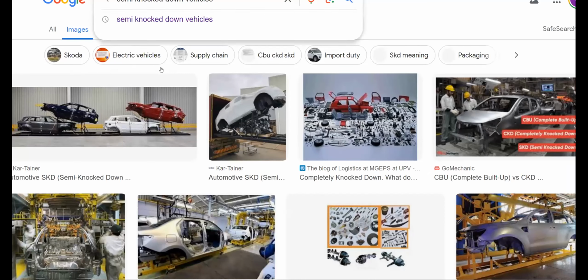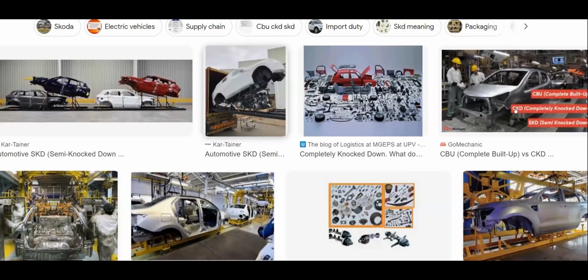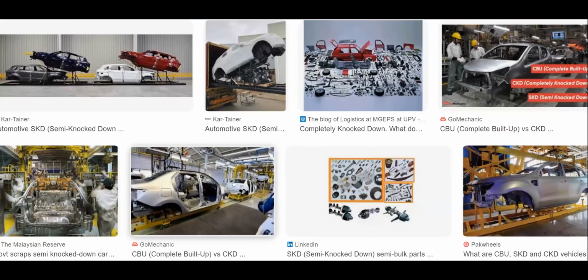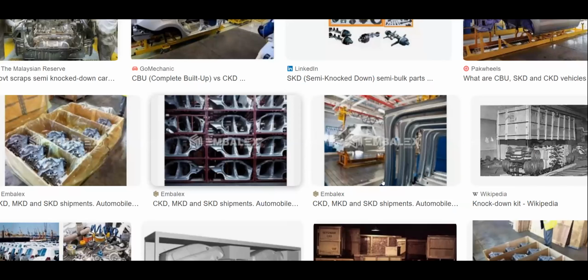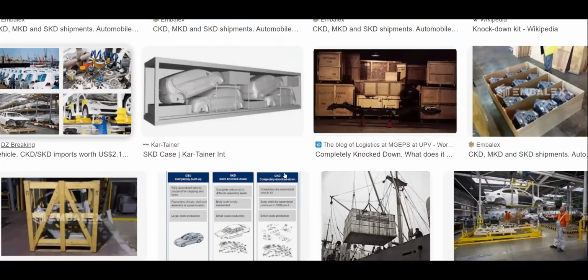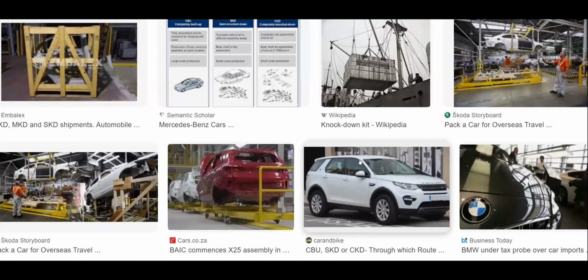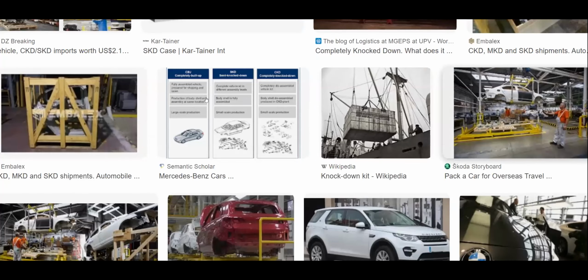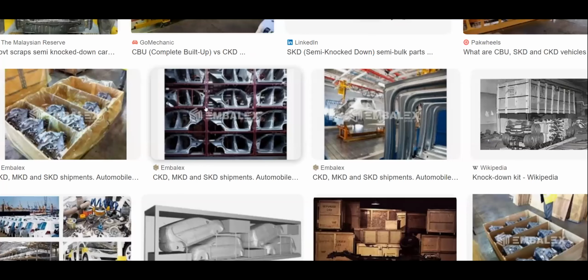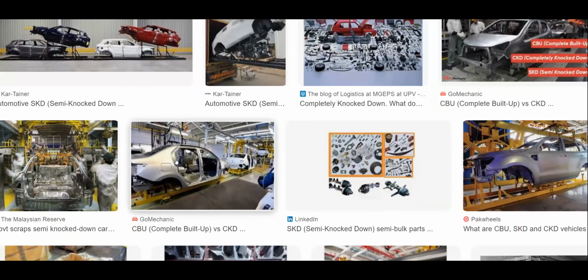Yes. So these are semi-knockdown vehicles. They are a Motor Friend accident car. But when we talk about completely knockdown vehicles, it is not like that. Do you understand? You see, this one is semi-knockdown. So you see bits and pieces of the car already arranged.